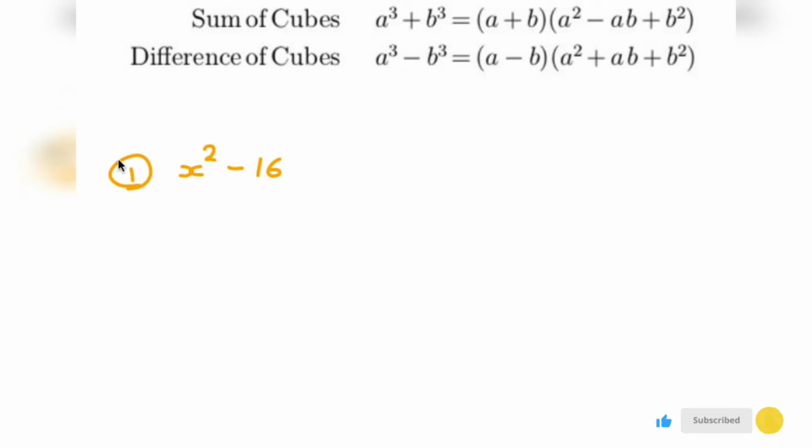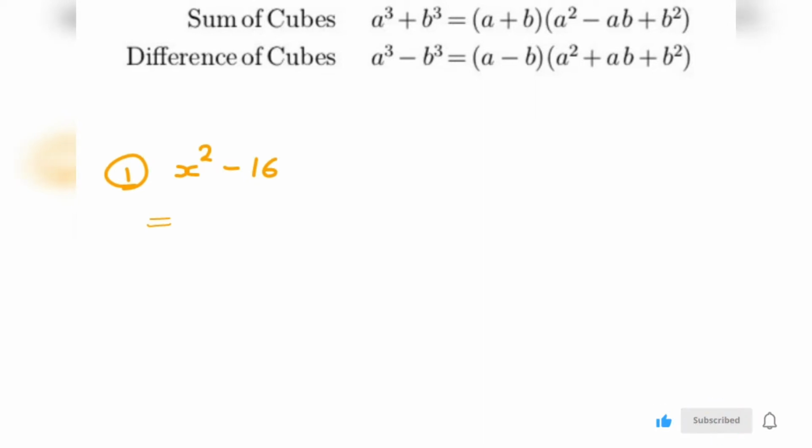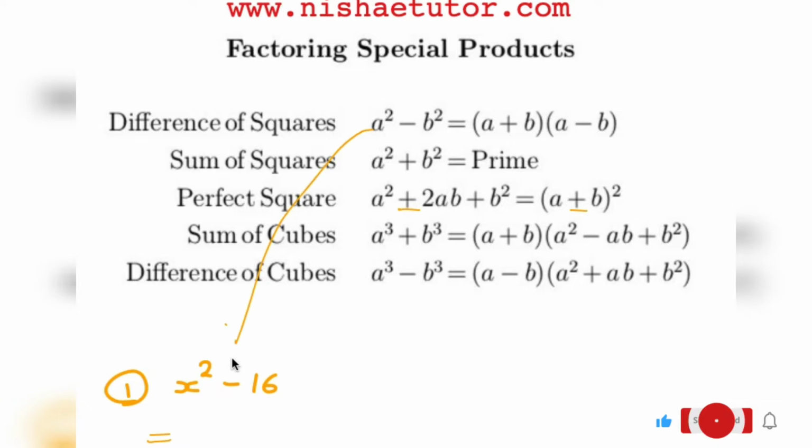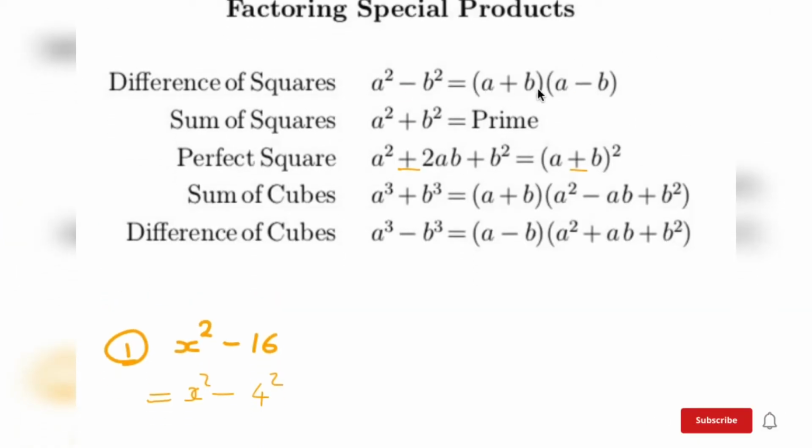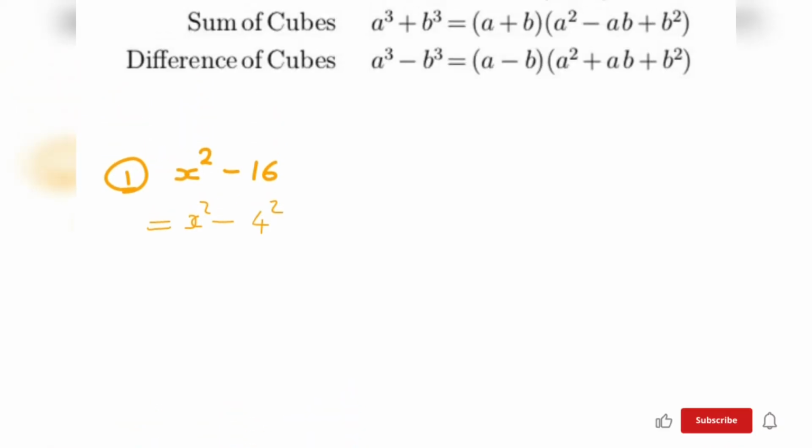So here is the first question, and here x square. It looks like a difference of squares, which is I think this one first. So let's try. We can write x square, and 16 we can write 4 square. So yes, it is exactly a square minus b square. So we can write a plus b in one bracket and a minus b in another bracket. Here a value is x and b value is 4. So x plus 4 and x minus 4. This is the answer.